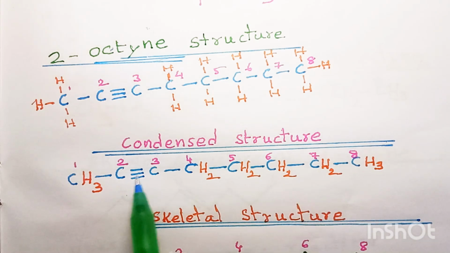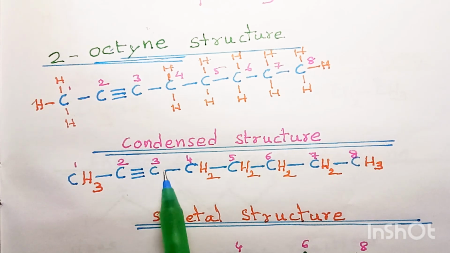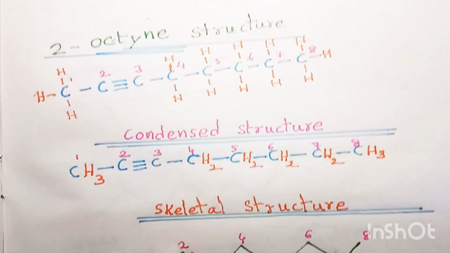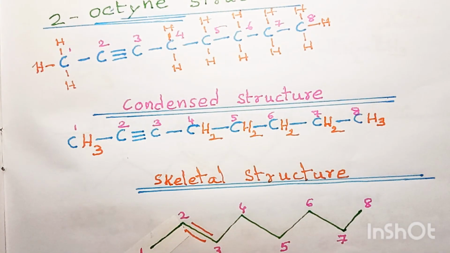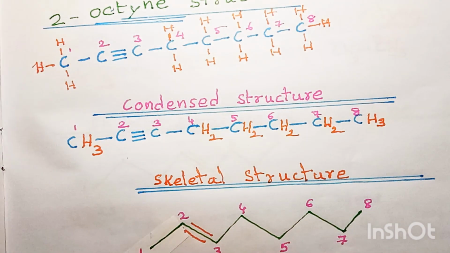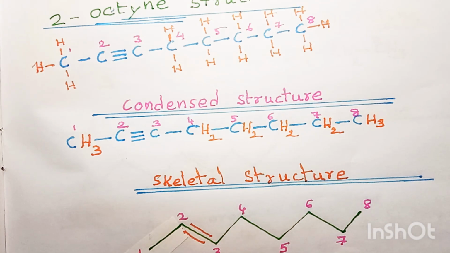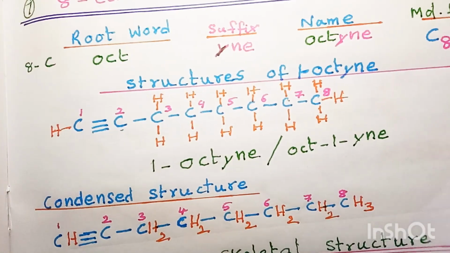This is 2-octyne because the triple bond is between the 2nd and 3rd carbon atoms. For the skeletal structure, we draw 8 lines again and draw 2 extra lines between the second and third carbon atoms. That becomes 2-octyne. Let's see how many more structures octyne has.